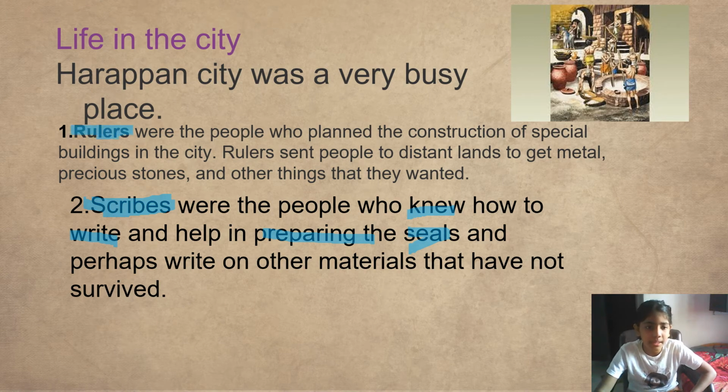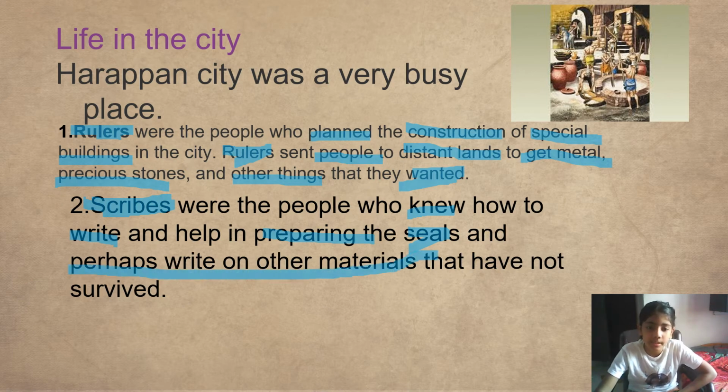So here the main things are: get metals, precious stones, and other things they wanted. Rulers planned construction of special buildings. Rulers sent people to distant lands to get precious stones and other things they wanted. Scribes knew how to write and helped in preparing the seals, and perhaps they wrote on many other materials that have not survived. So these are the main things.